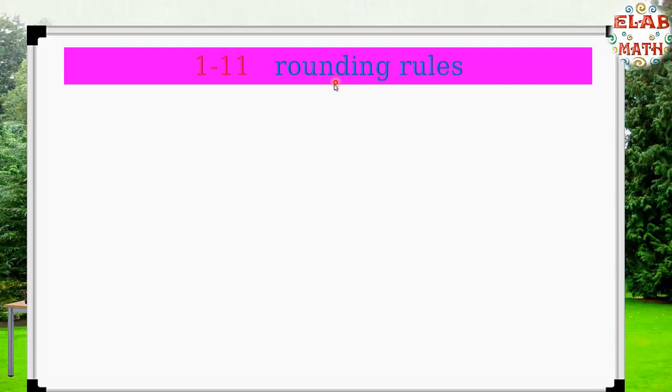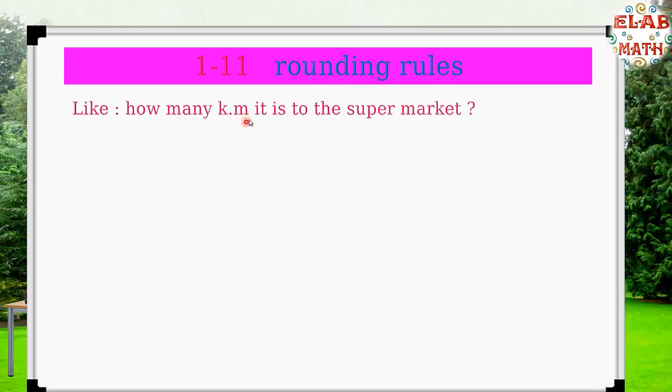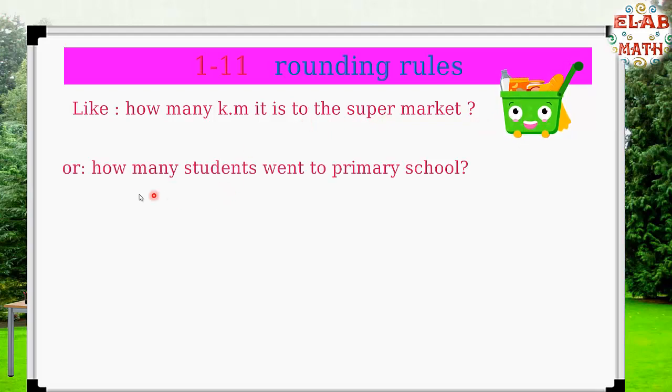Next concept in this lesson is rounding rules. We need to round any amount or number. If anyone asks you how many kilometers it is to the supermarket, you don't know exactly how many kilometers. And if anyone asks you how many students went to primary school, you don't know exactly, but you can say 200,000 boys and girls or approximately 500,000 and so on.